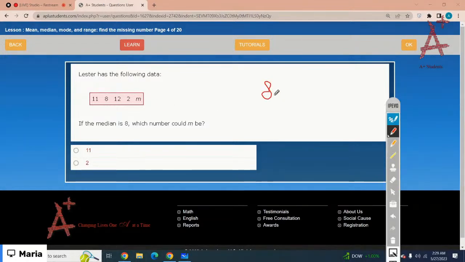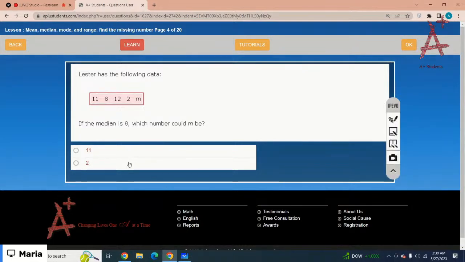That means the middle one is 8. After the 8, the numbers are greater than 8, so it would be 11 and 12. And before 8, you have the numbers that are less than 8. So now look at the options. One of them is 11, but here you already have two numbers. That means the number m must be less than 8, so it would be 2. The correct option is 2. Got it? So the correct option is 2.